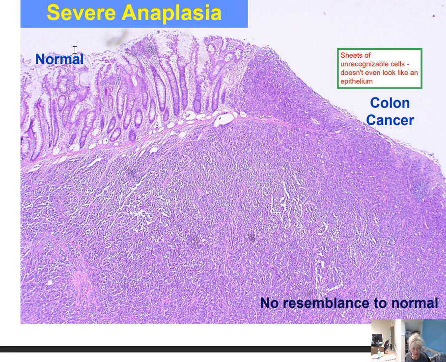Again, severe, here's our normal. This is the colon. There's sheets of unrecognizable cells that don't even look like epithelium. No resemblance at all. So look at the demarcation of normal epithelium, and here's no resemblance.